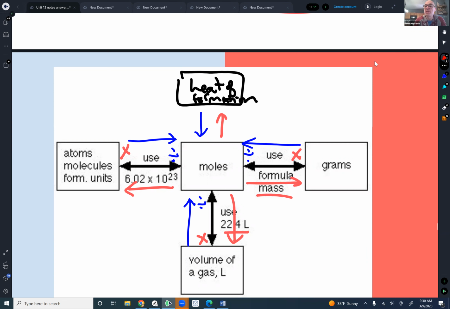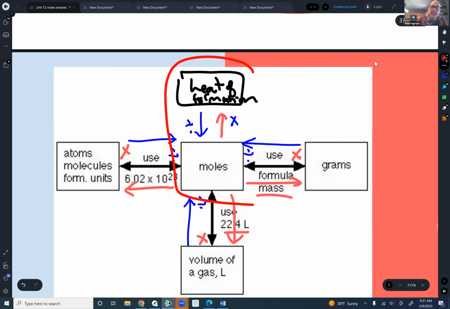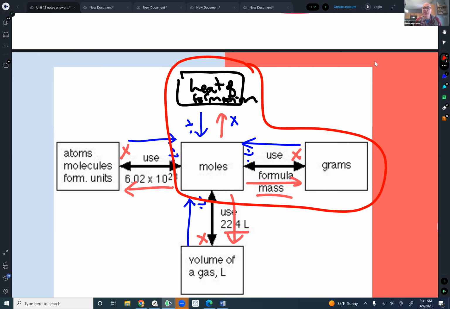So all we're going to do is multiply or divide, and it works the same way. If we're moving away from moles, we will multiply. And if we are moving towards moles, we will divide by the heat of formation. So it, in fact, is possible. And what we're going to do in an example here is go from a given amount of grams and find out how much heat is needed to make that material.